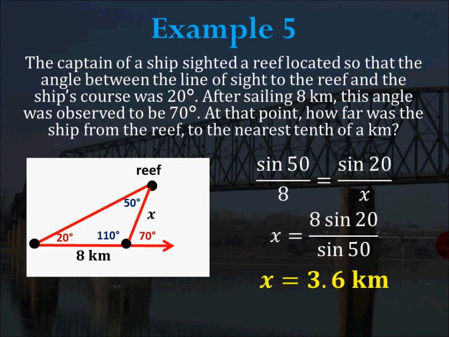Alright, that's it for example 5 and for section 12.7. Again, look over example 1 and understand that you can get two different angles when you do the inverse sine of an angle.